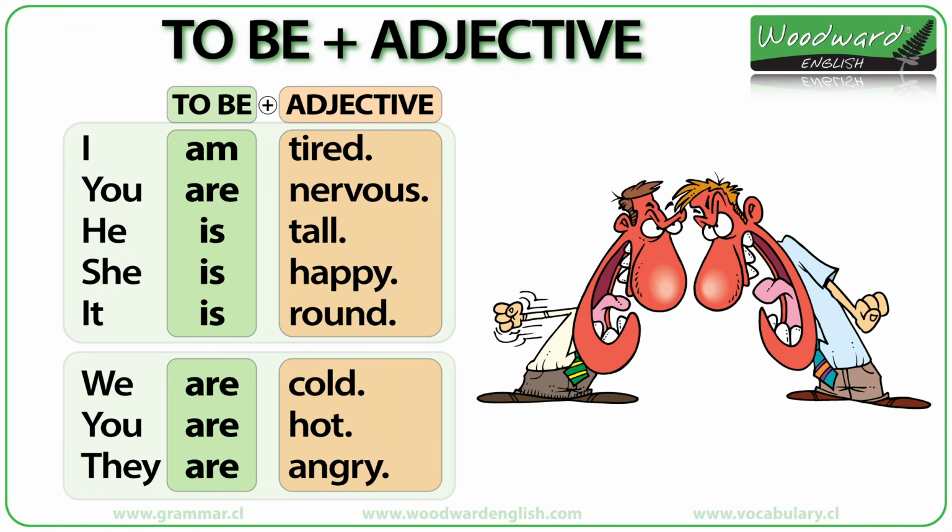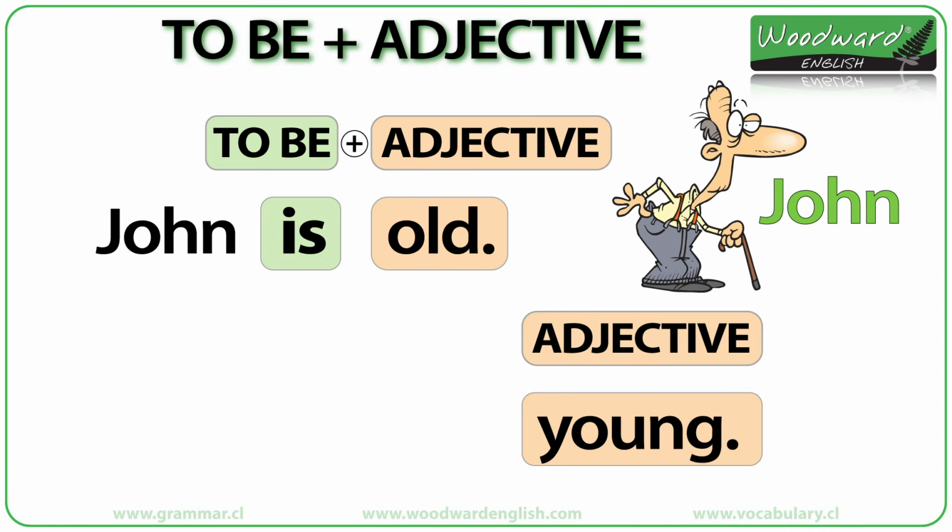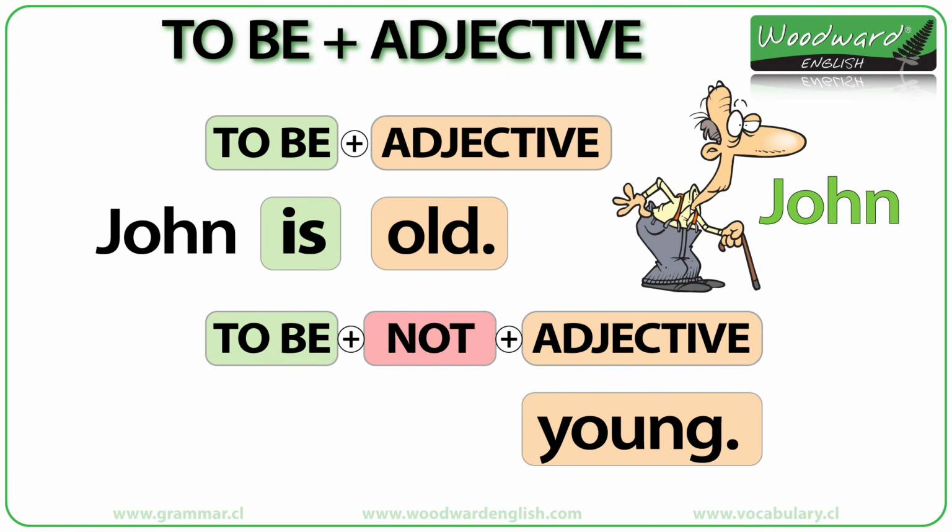Tired, nervous, tall, happy, round, cold, hot, angry are adjectives. Adjectives give a description of something. Here we have John again. John is old. What is the opposite of old? Young. To make a negative sentence, we use to be plus not plus adjective.